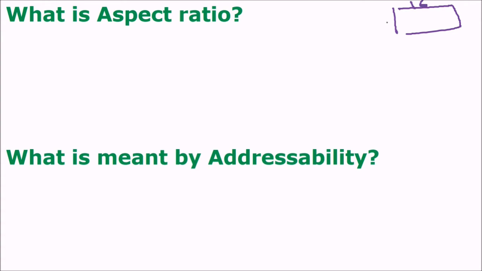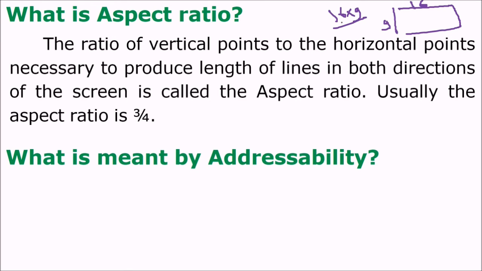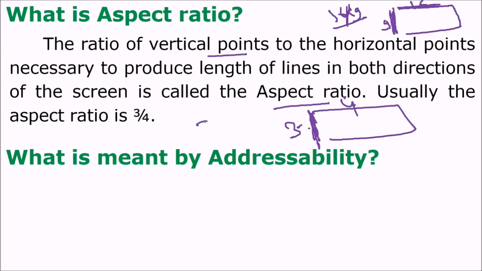The width is 16, height is 9. So we say 16 by 9 is the aspect ratio. The ratio of vertical points to the horizontal points necessary to produce equal length of lines in both directions on the screen is called the aspect ratio. If it is, say, 4 horizontal and 3 vertical, that is 4 by 3. So we take vertical to horizontal. So this is the aspect ratio.